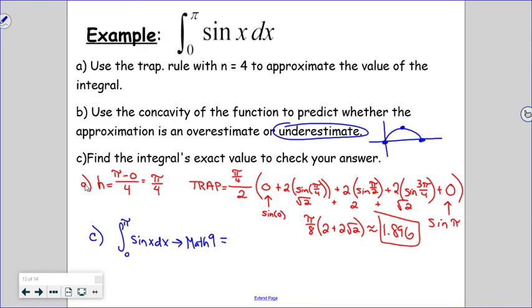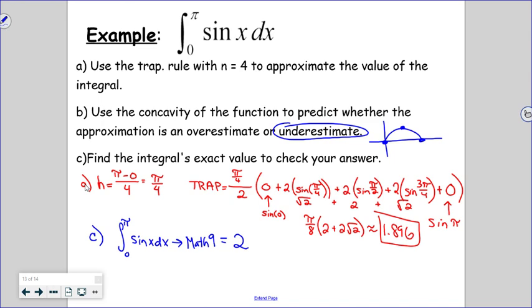Okay. Does that make sense? We said our estimate was an underestimate. Our estimate is just under 2. So all seems to go together here. Any questions?